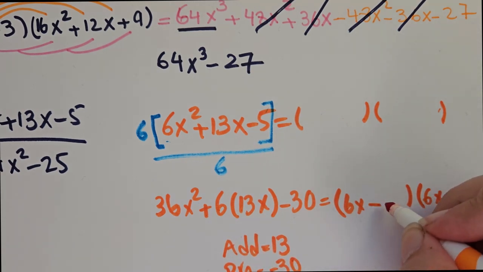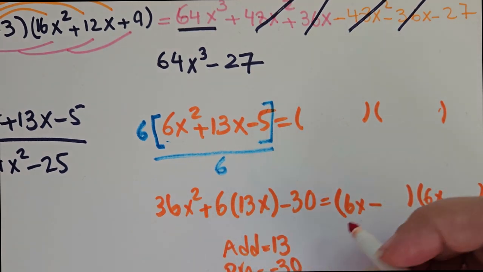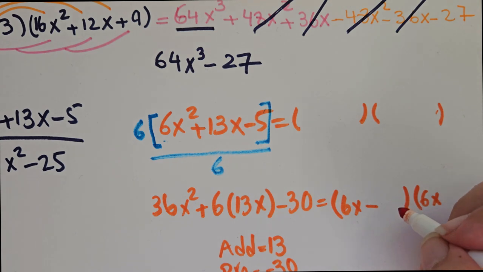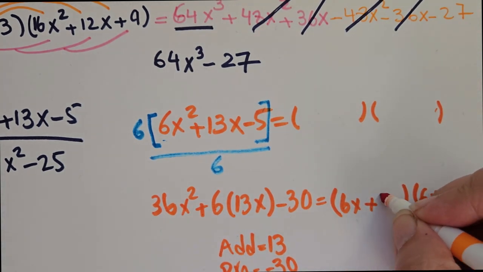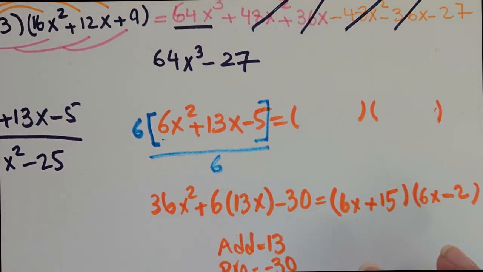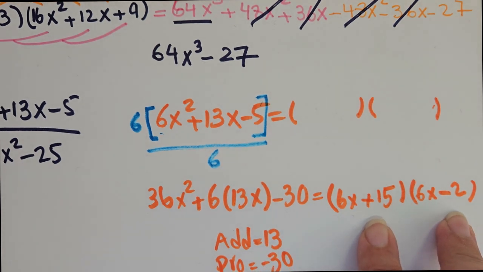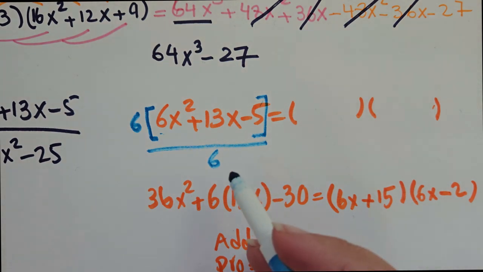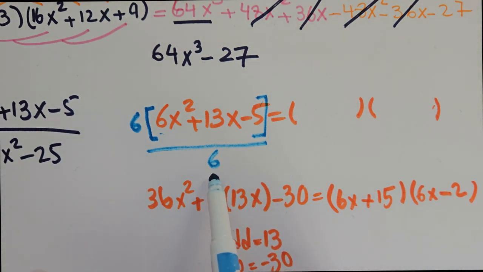So the 2 would be negative, so it would be 15 and negative 2. You can see that if we add them, we get 13. If we multiply them, we get negative 6. Okay, now let's not forget that we have to divide it by 6.